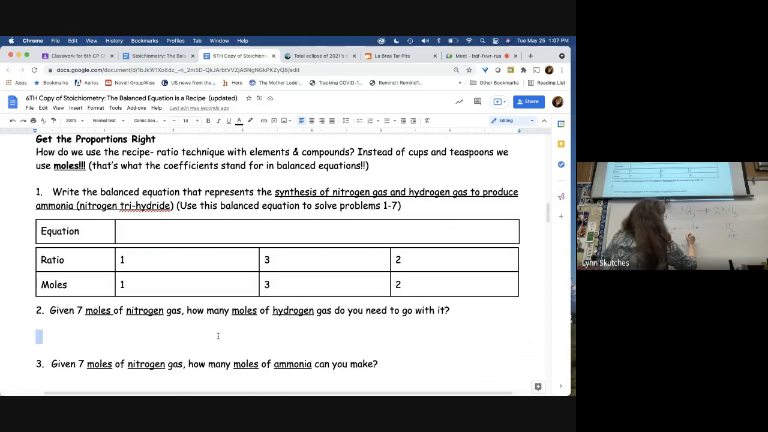What are you given? You're given nitrogen. What do you ask for? You're asked for hydrogen. The recipe says 3 hydrogens for 1 nitrogen. I need 3 times as many hydrogen molecules as I have nitrogen molecules. And of course, 7 times 3 is 21. So if I had 7 moles of nitrogen, and I wanted to use it all up, the recipe says I need to have 21 moles of hydrogen to do that.